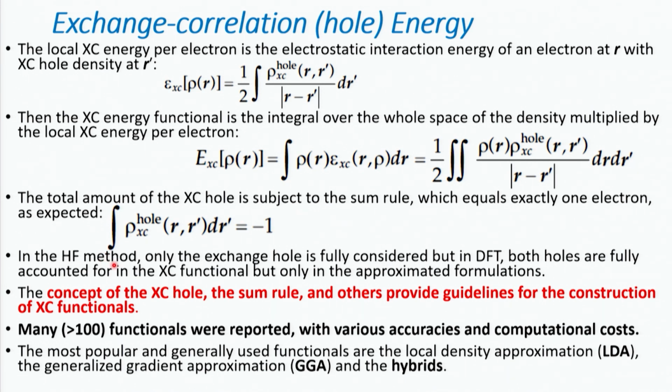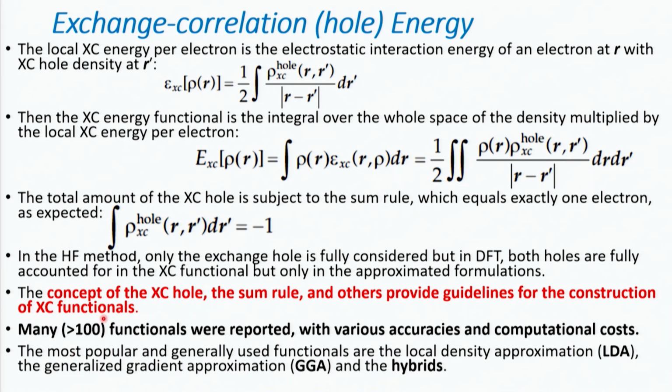So in the Hartree-Fock method only the exchange hole is fully considered, but in DFT both holes are fully accounted for in the exchange correlation functional, but only in the approximated formulas. Okay. So this concept will help you to determine what the exchange correlation functional form should be, which we are after, because we don't know the exact exchange correlation functional form.